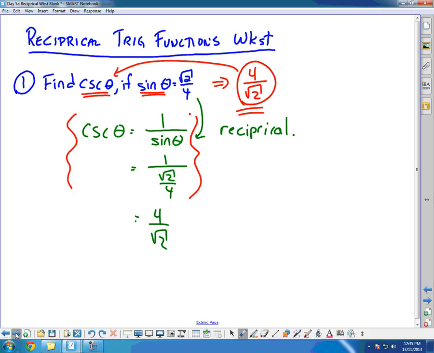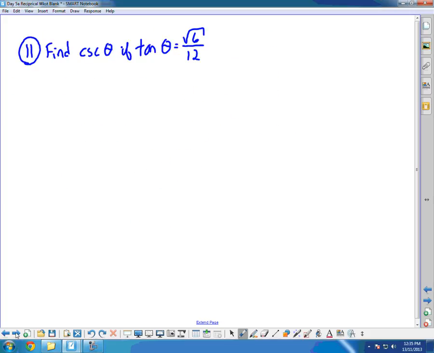Where it gets challenging is in the second half, so questions starting from 11 on. Because this one asked me to find the cosecant, but I don't know the sine. I know the tan. So I'm not given the reciprocal. I've got to figure it out. So there's 2 ways you could do this.